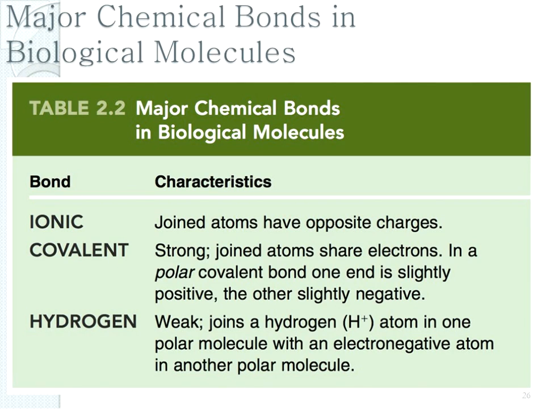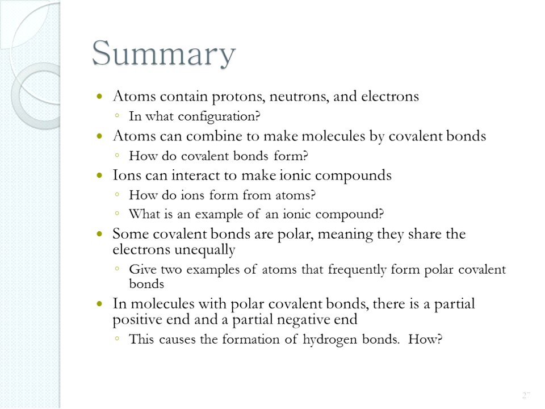And then here's a table that kind of summarizes these three types of bonds. So we started out by talking about the structure of atoms. Atoms contain protons, neutrons, and electrons. And make sure that you understand the configuration of those. Atoms can combine to make molecules by forming chemical bonds.